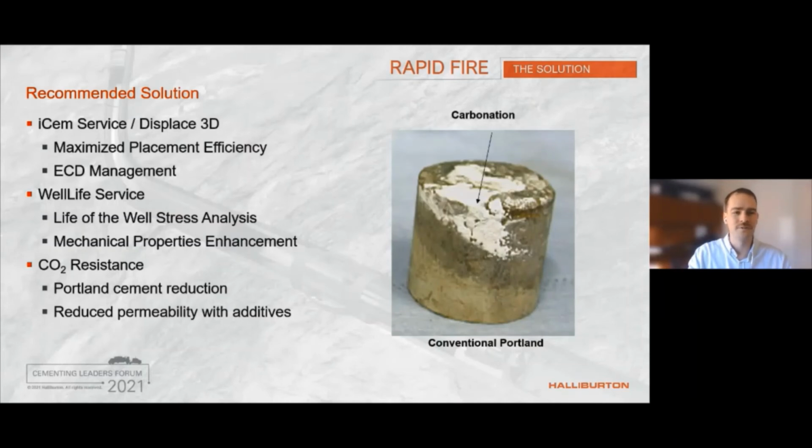Well Life Service is a finite differential analysis software that can evaluate the stresses imposed on the cement matrix over the lifetime of the well and result in recommendations for mechanical properties improvement on the cement. CO2 resistance is imparted by the reduction of the Portland cement content, which is the component that is attacked from the acidic environment, and reduction of permeability with additives.